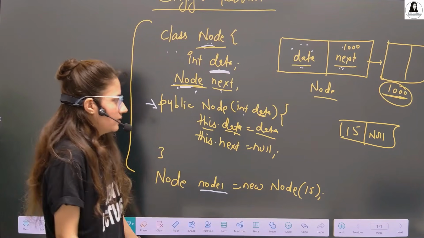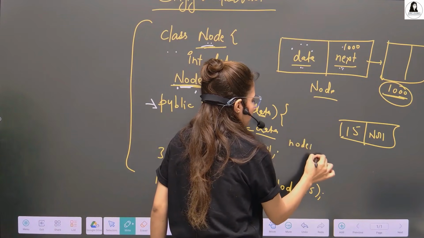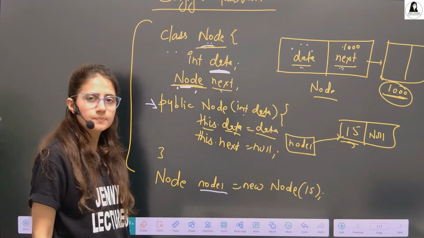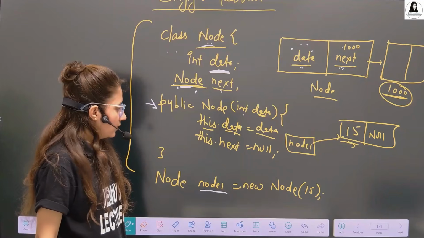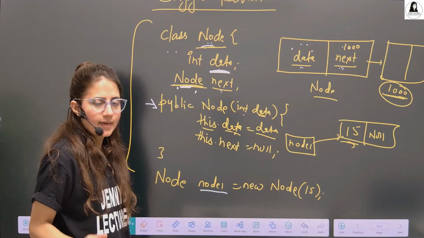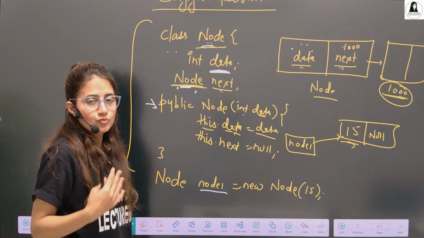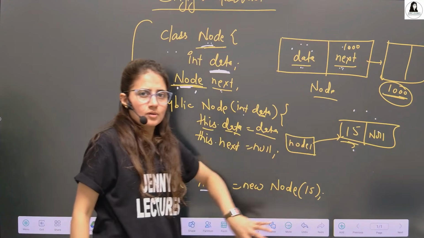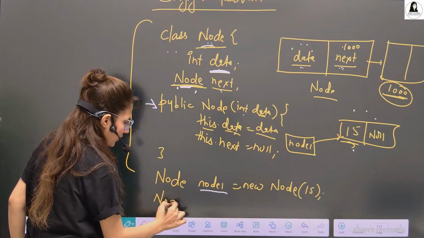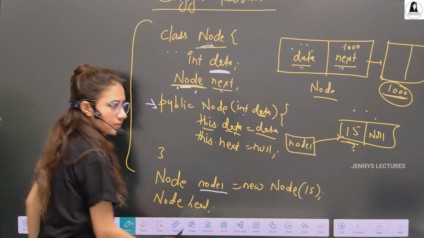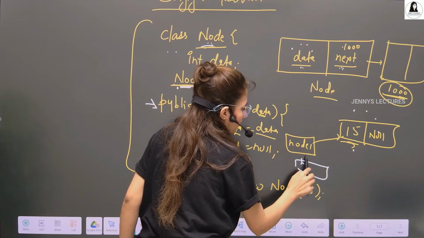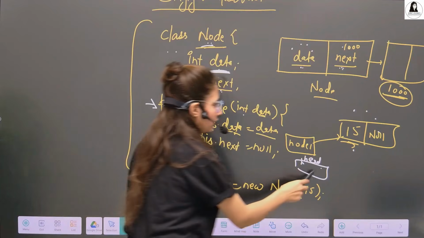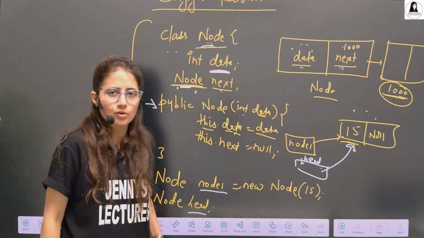This node1 is a reference variable. This is having the address of this. This is the actual object, right? You got it? Now, similarly we can have a head reference variable or head pointer, which would obviously be of type Node, because head is also containing the address of that particular node. So if you want to create head, we can have Node head. Simple. So one head would be there, and we can simply say head is equal to node1. So this head will also have this.